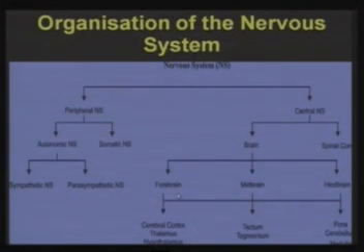The forebrain in turn can be divided into cerebral cortex, thalamus, and the hypothalamus. The midbrain into tectum and tegmentum, and the hindbrain into pons, cerebellum, and medulla. The peripheral nervous system is divided into the autonomic nervous system and the somatic nervous system. The somatic nervous system controls the voluntary actions of the body, whereas the autonomic nervous system controls the involuntary actions of the body.